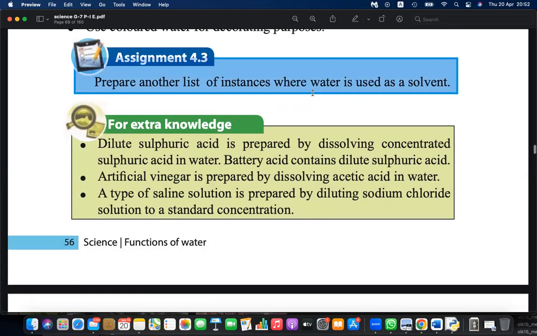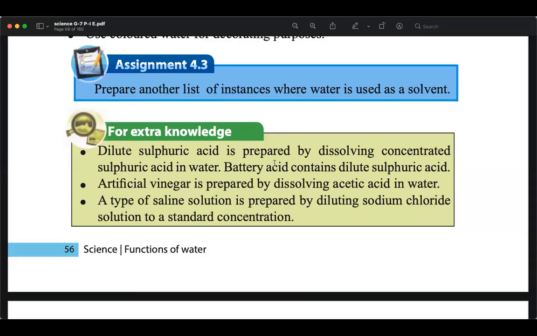Then assignment 4.3. Okay, prepare another list of instances where water is used as a solvent. What are the places where we can use water as a solvent? Yes. What are the places where water is used as a solvent?